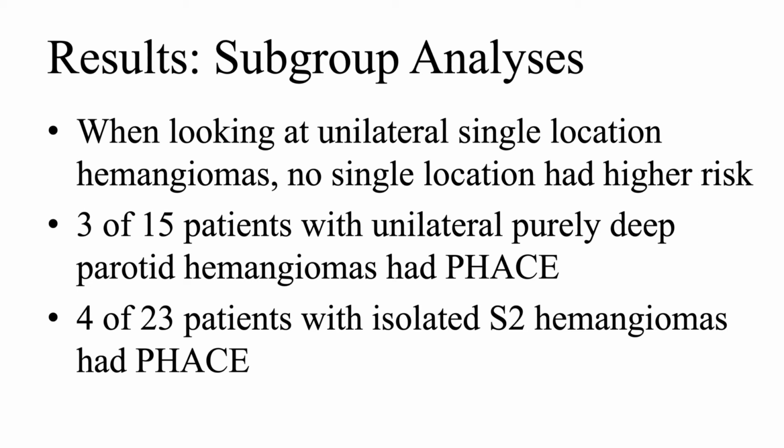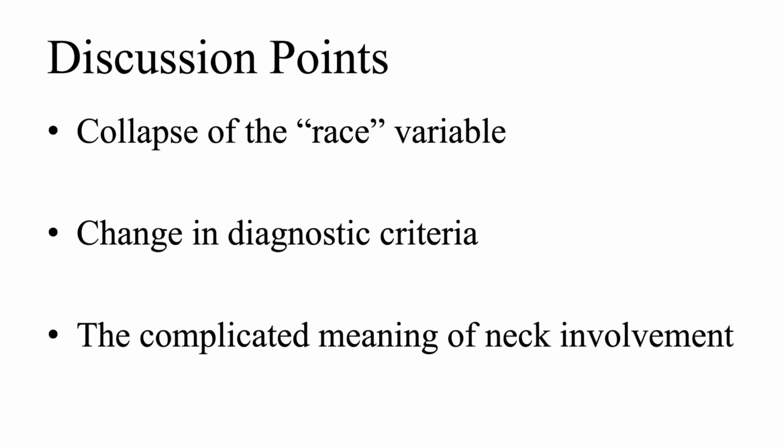There were 15 patients with a one-sided, purely deep parotid hemangioma, meaning it didn't have that red plaque on top of it. And 3 of those 15 patients had PHACE syndrome. Similarly, there were 23 patients who just had one-sided S2 hemangioma, a very low risk segment, but 4 of those 23 patients still had PHACE syndrome. So we did not find any characteristics either of the patient or of the hemangioma that said there is a 0% risk of PHACE.